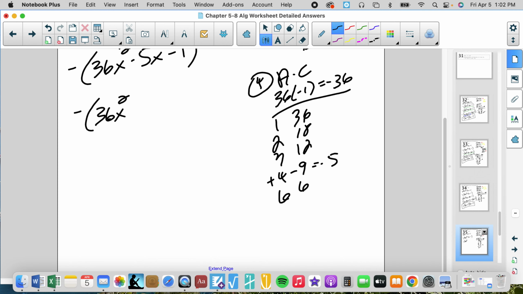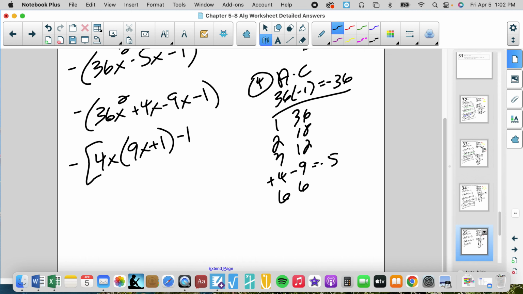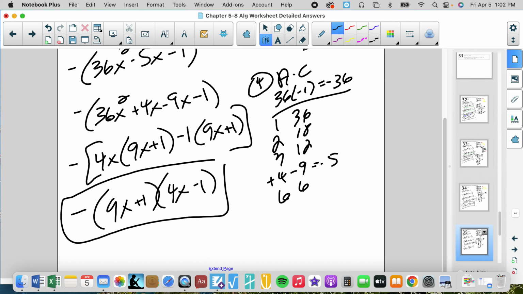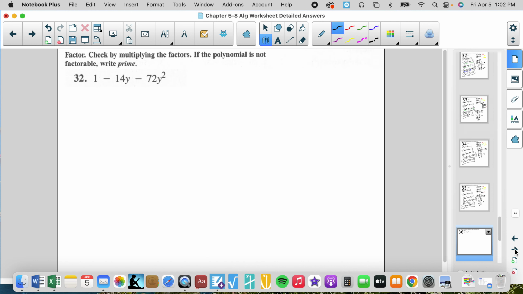36x squared plus 4x minus 9x minus 1. Let's factor by grouping. We'll factor out a 4x. We get 9x plus 1. Factor out a -1. We get 9x plus 1. The opposite of 9x plus 1 times the quantity 4x minus 1. Yep, we're getting there. We're getting close.